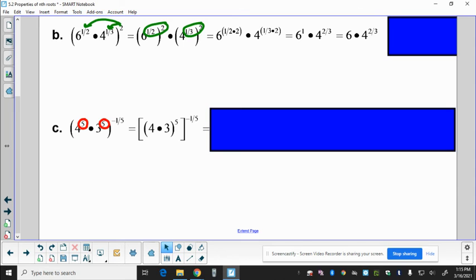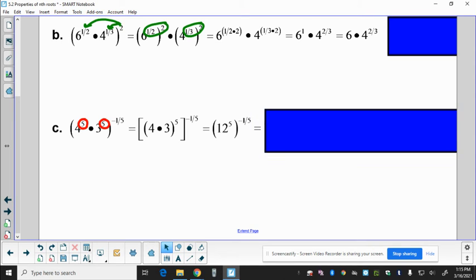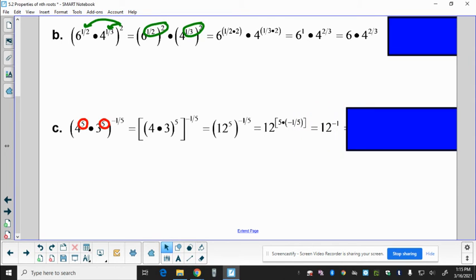And now you know 4 times 3 is 12. And now you see a power to a power, so you can multiply those. And that gives you 12 to the negative first power. And now you've got to remember, what is the role of a negative exponent? It is a reciprocal. So that's really 1 over 12 to the first power, or 1/12. So these take some getting used to, to understand how to use the properties correctly.